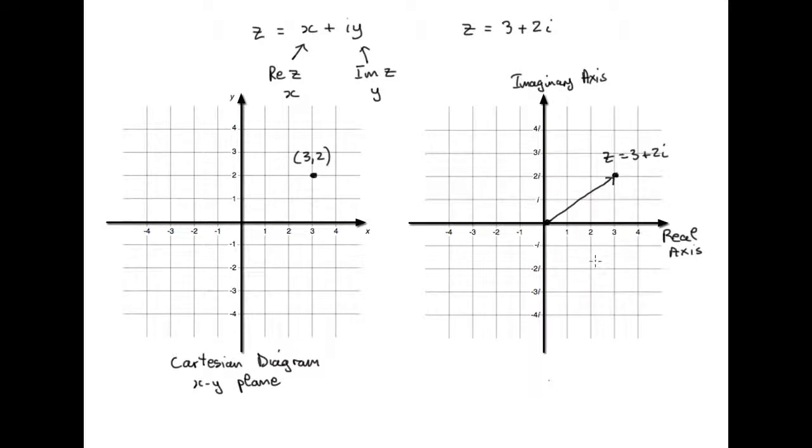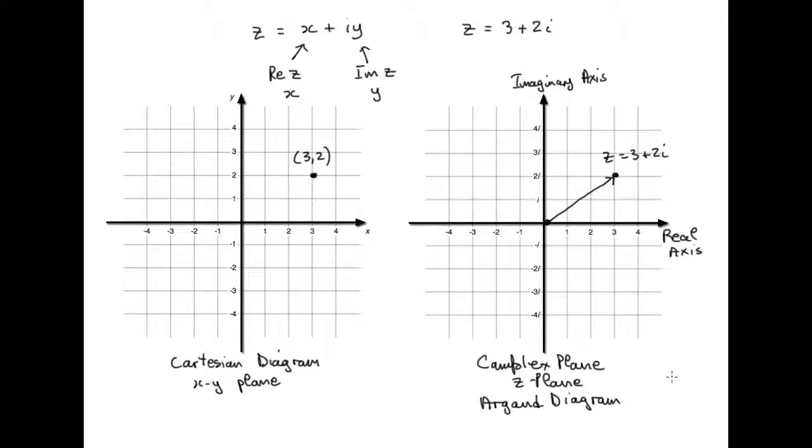Now, when the Cartesian diagram is used in this manner to represent complex numbers, it's not called the Cartesian diagram anymore. It's called the complex plane, or the z-plane. It's also called the Argand diagram, after Jean-Robert Argand, who discovered it in 1806.